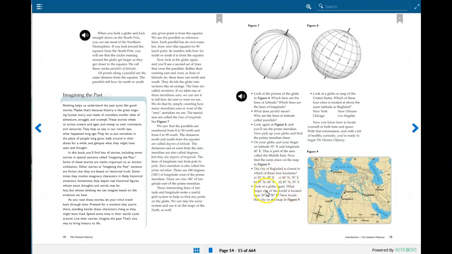Look at a globe again. What major city of the world is located near 30, 30? Now locate that city on the map in Figure 9. Okay, 30, 30. So here's 30, here's 30. Right there, Cairo. Look at the globe or the map of the United States. Which of these 4 cities is located at about the same latitude as Baghdad? New York, Chicago, New Orleans, Los Angeles.